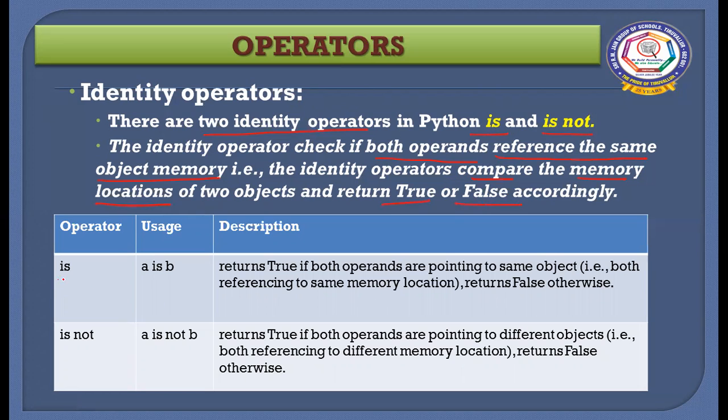So A is B returns true if both operands are pointing to the same object, that is, if they are referencing the same location. Otherwise, it returns a false value. Is not is the opposite of it. It returns true if they are not pointing to the same object, that is, if they are pointing to different objects, referencing different memory locations. Otherwise, it is going to return a false value.